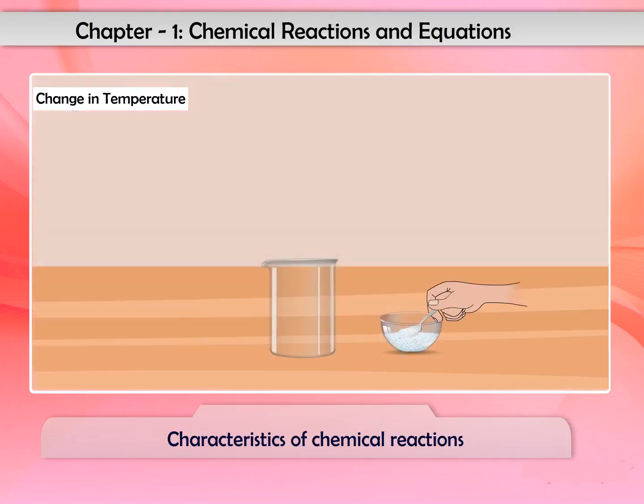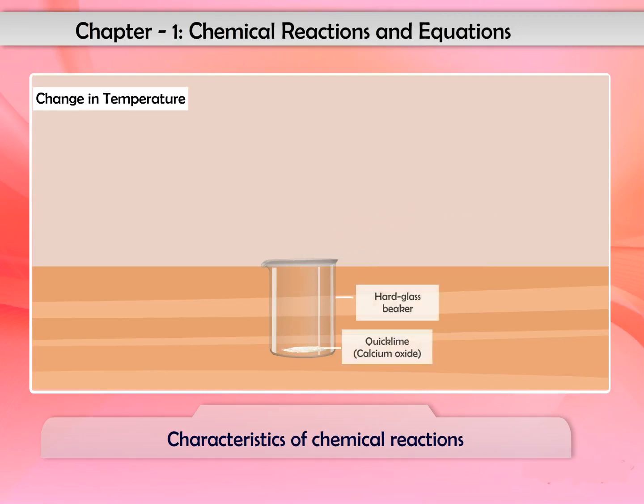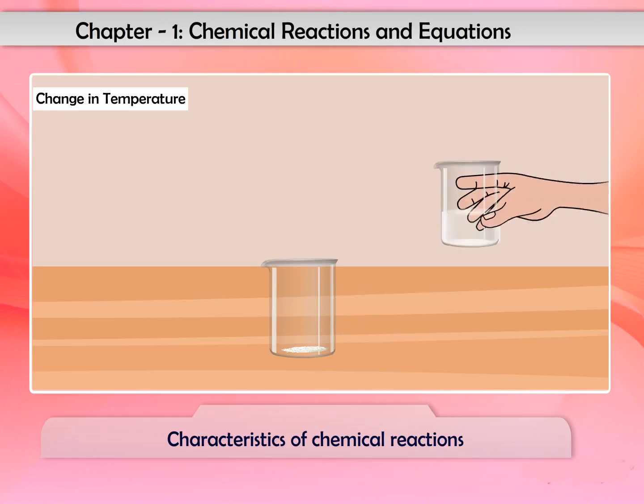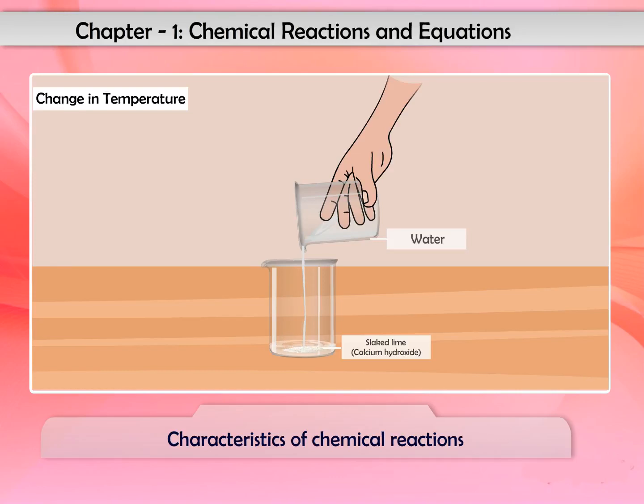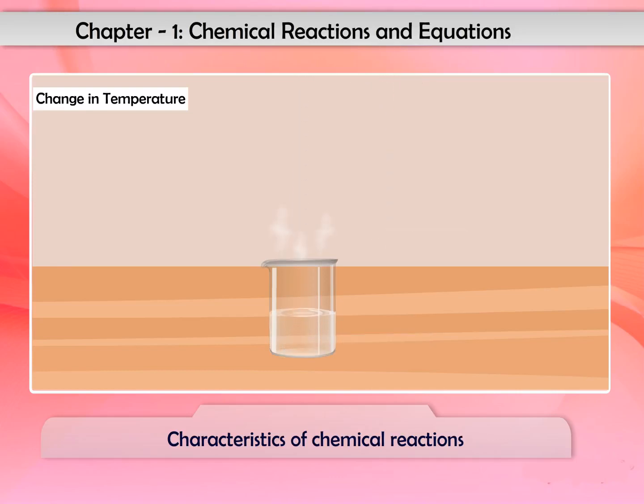Let us understand this with a few examples. 1. Calcium oxide, also known as lime and quicklime, when reacted with water, slaked lime is formed and a lot of heat is produced. This heat raises the temperature due to which the reaction mixture becomes hot. These types of reactions are called exothermic reactions, which means heat producing reactions.